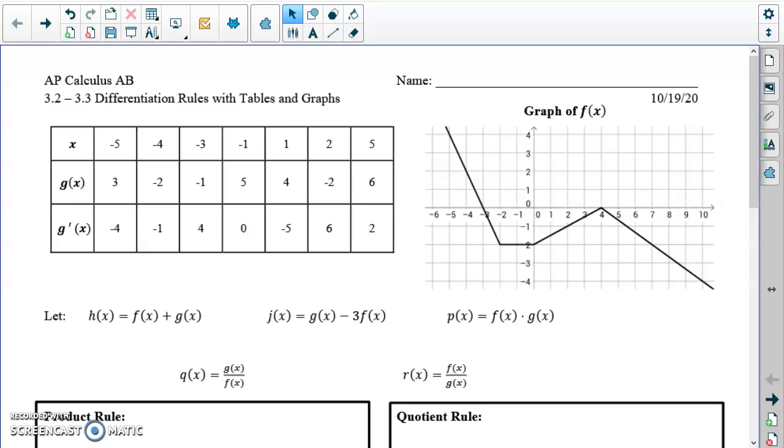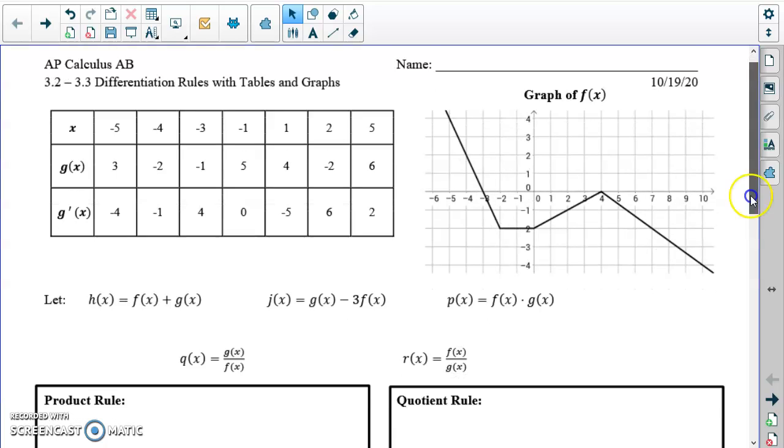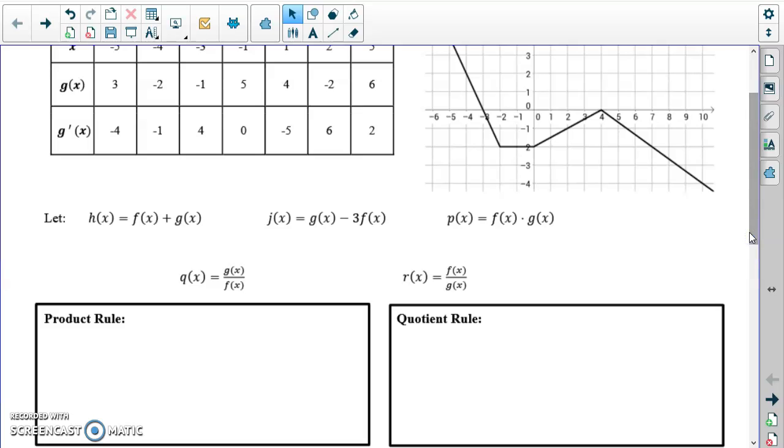And in addition to that, I have several different functions. I have the h function, which is the f and g added. I have the j function, which is defined as g of x minus 3 times f of x. I have the p function, the q function, and the r function. And there is a difference between the q function and the r function. Notice in the q function it's read as g of x divided by f of x, and the r function is f of x divided by g of x.